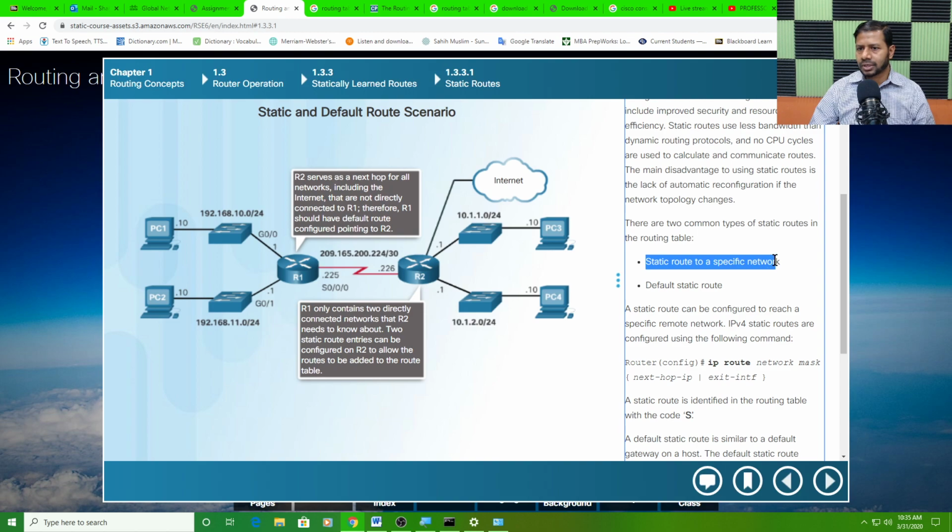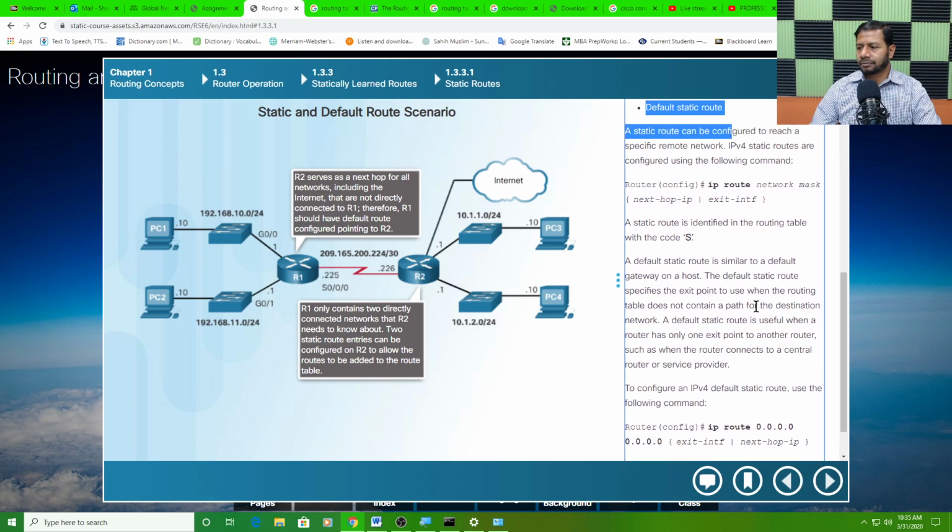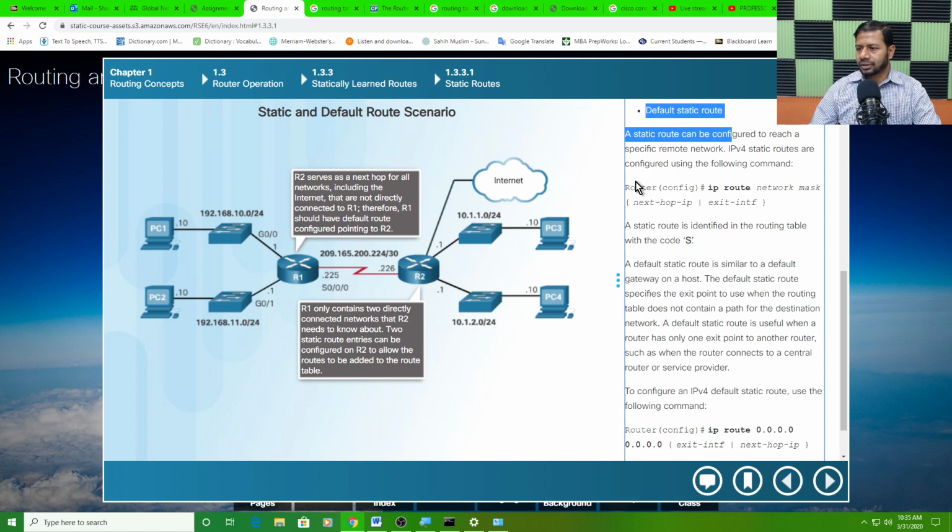Static route and default static route. How do I write it? What is the command to write such a static entry? Here is the command. The command is ip route, and then the network, and then the mask, next hop, or exit interface. And we're going to see an example in a minute.